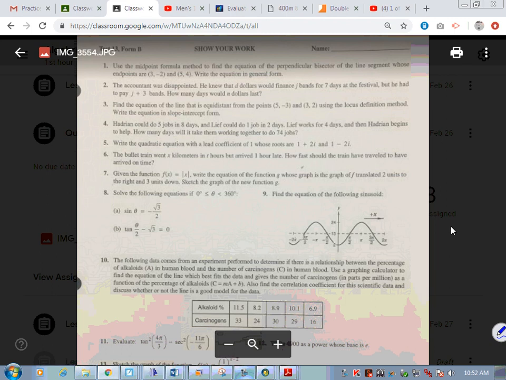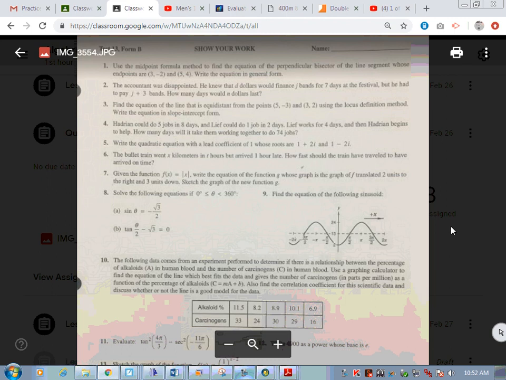Use the midpoint formula method to find the equation of the perpendicular bisector of the line segment whose endpoints are (3, -2) and (5, 4). Write the equation in general form. That's the only part of it that I won't be expecting you to do, the general form of the equation. I'll be expecting your answer in y equals mx plus b.